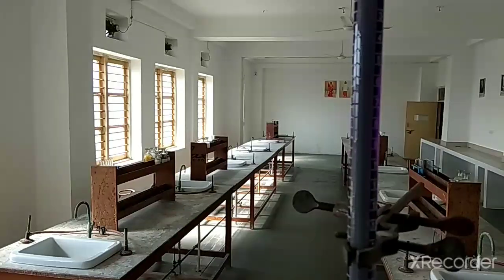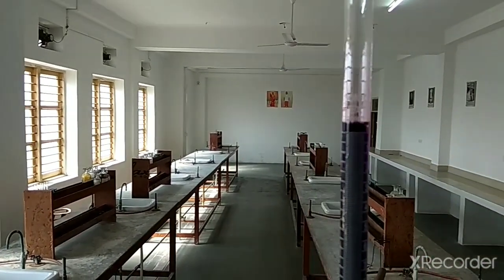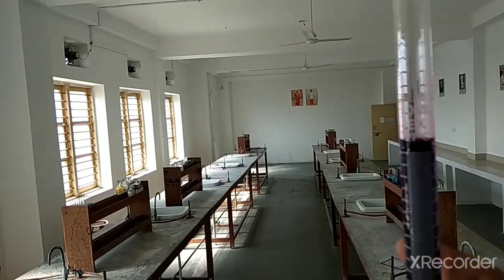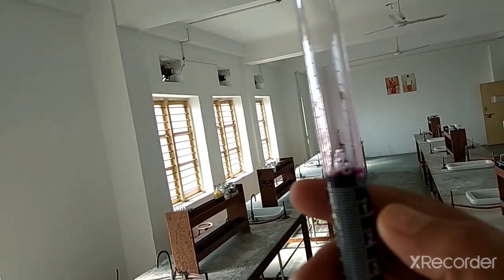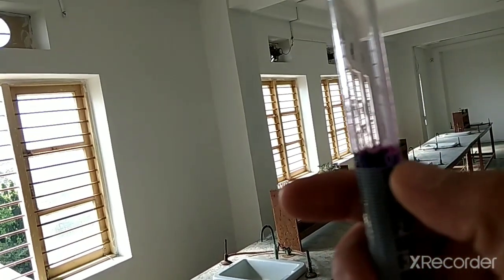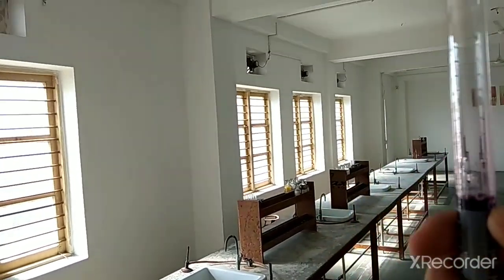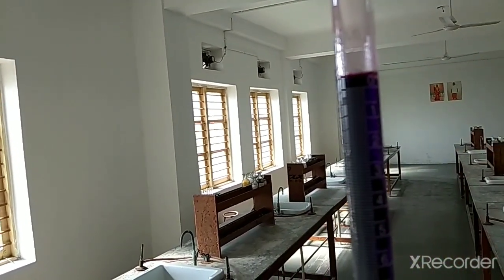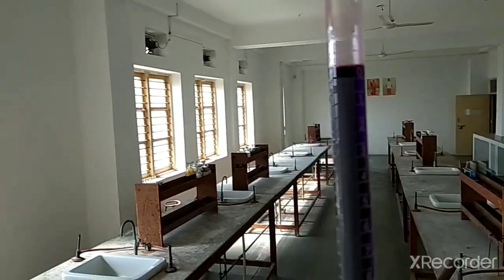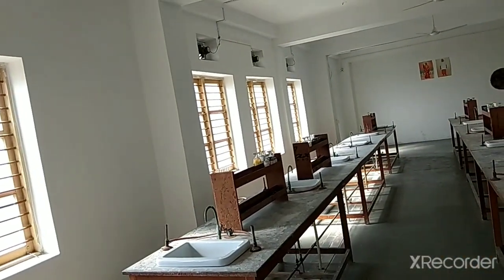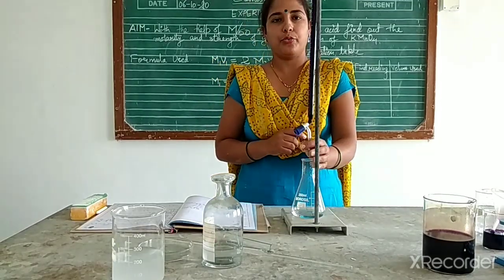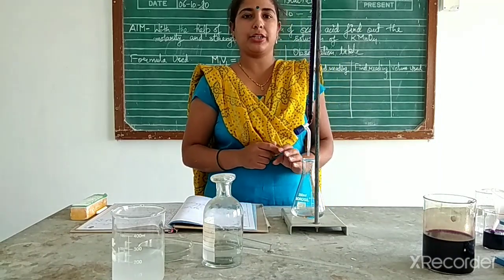Bring that camera here. Now children, you see these markings are given on the burette and its reading is given 0 here. This mark is of 0. We have to fill the burette up to the 0 mark and then we will start doing the reaction.